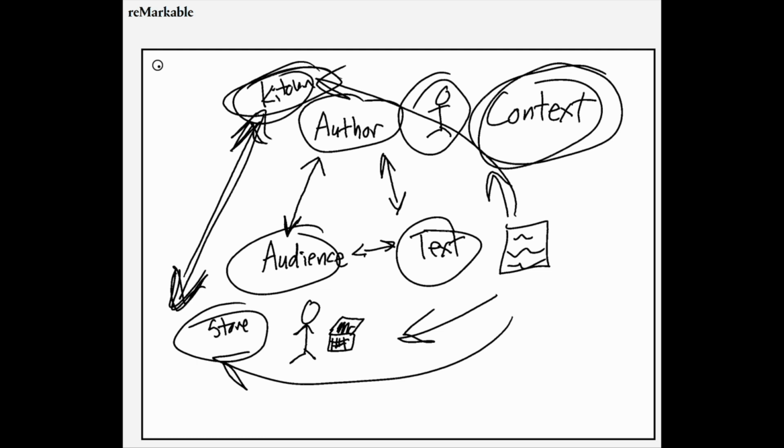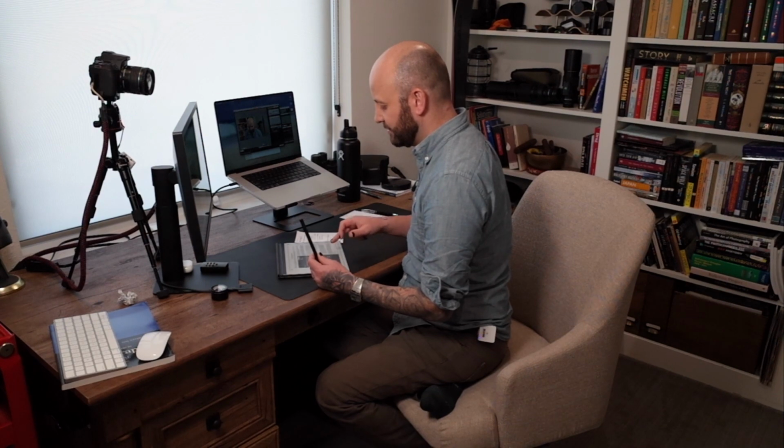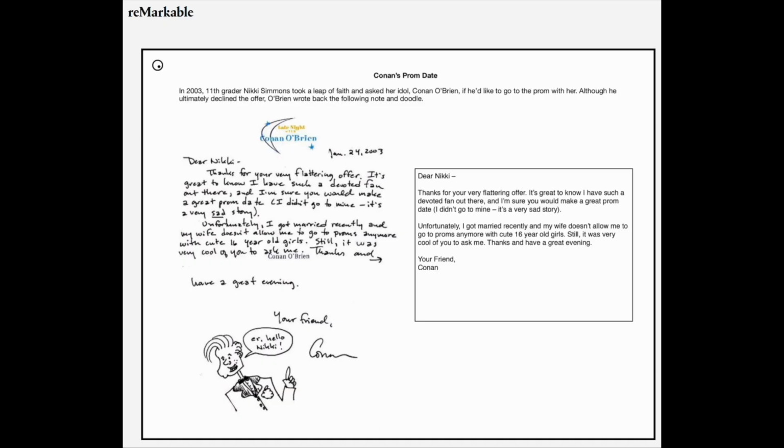Okay, let's look at some examples. These examples are available in the modules and the assignments for today. The ones I'm looking at right now are personal letter examples. This is a letter that Conan O'Brien wrote in 2003 to a girl named Nikki Simmons, and he is responding to her. We do not have the letter that Nikki wrote. We only have the letter that Conan wrote in response. Here's his original text, and here is the typed version.